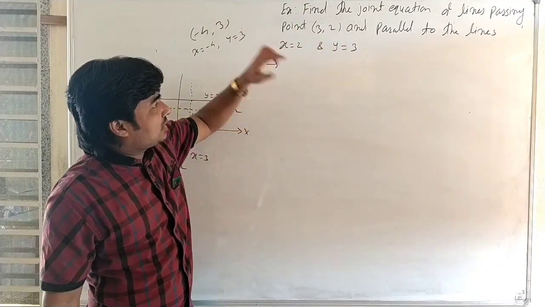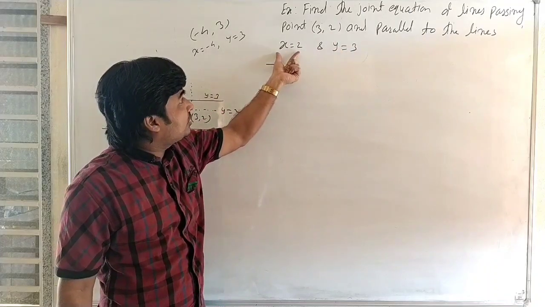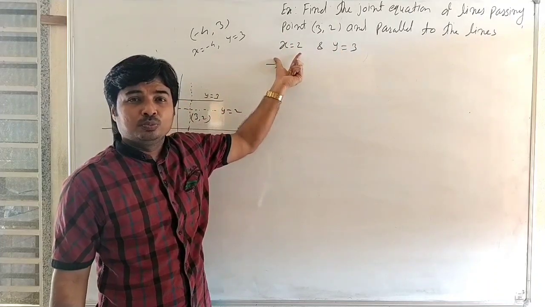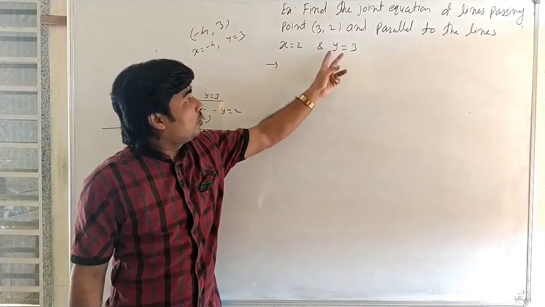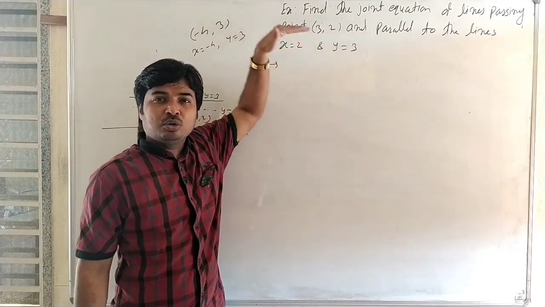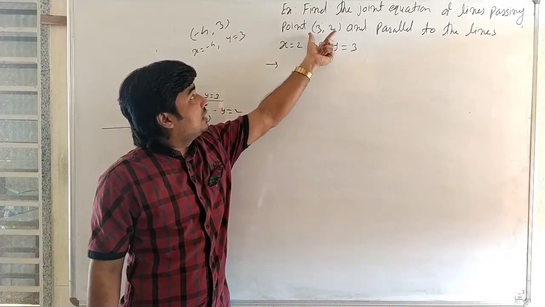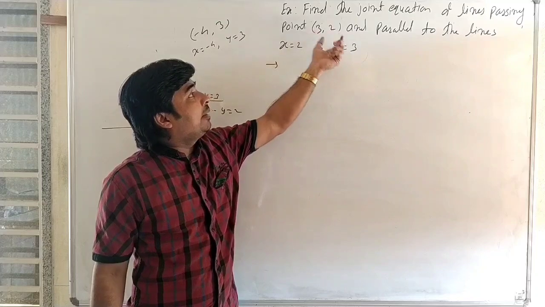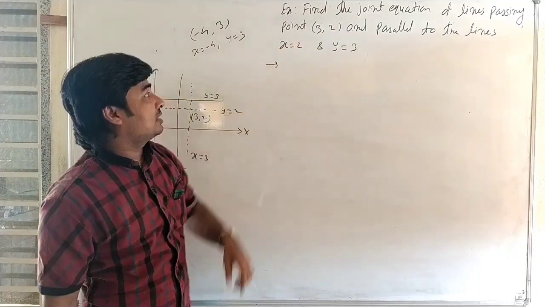The question is the same as the last example: there it was parallel to the coordinate axis, and here it is parallel to the lines x = 2 and y = 3. The line x = 2 is perpendicular to the x-axis, that means parallel to the y-axis. The line y = 3 is perpendicular to the y-axis, therefore parallel to the x-axis. That means it is a line passing through a point and parallel to the coordinate axis, the same as the last example.